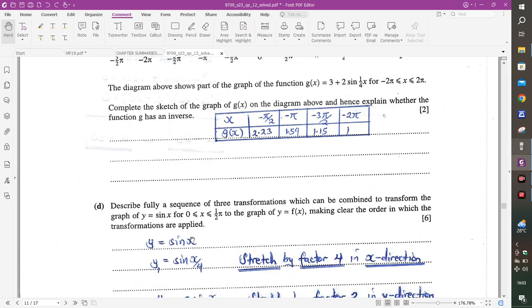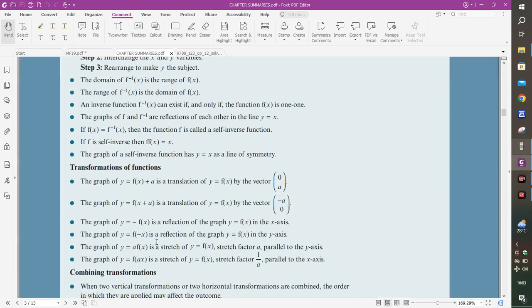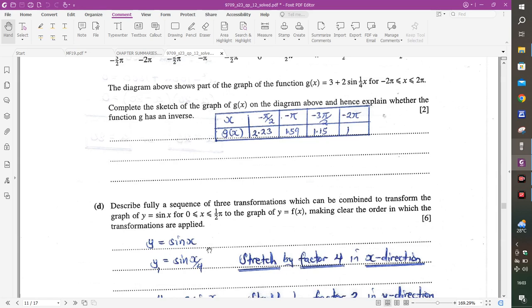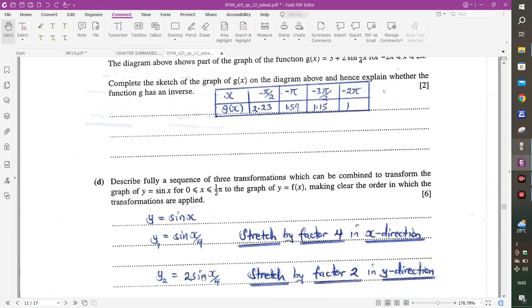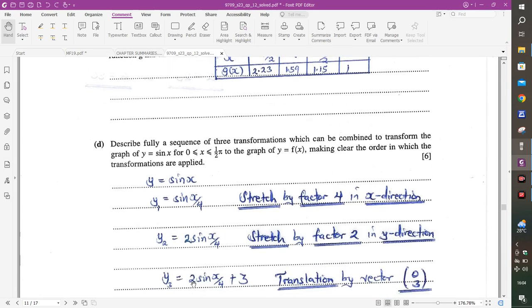Then after that, they multiply it by 2. They multiply by a 2 before you bring the 3 added on. So when you get a scalar and you multiply with the function, that is a stretch by factor of that which you have multiplied in, parallel to the y axis. So our factor of multiplication here is a 2. So this one is going to be stretched by factor 2 in the y direction. And then after, we are going to add a 3.